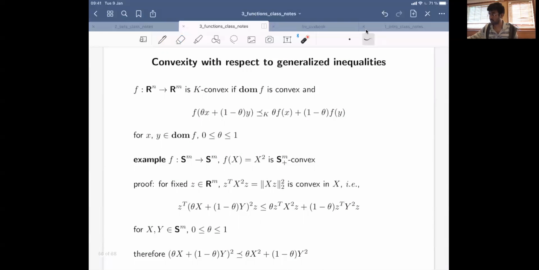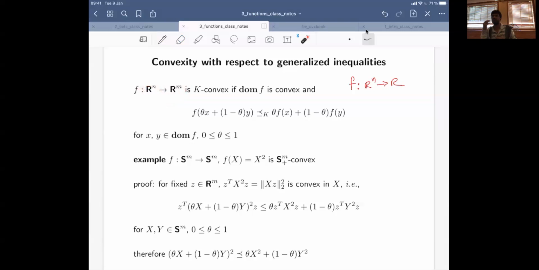Convexity with respect to generalized inequality. So far we defined convexity for functions, an objective function having this form, right? Now what happens if you take an objective function from Rn to Rm? So now your objective function is not a value in R, it is a vector itself. Okay. So in that case, how do you define convexity?